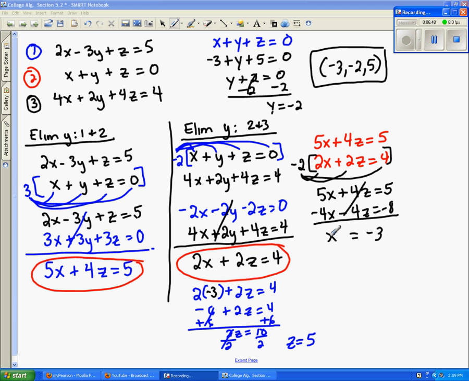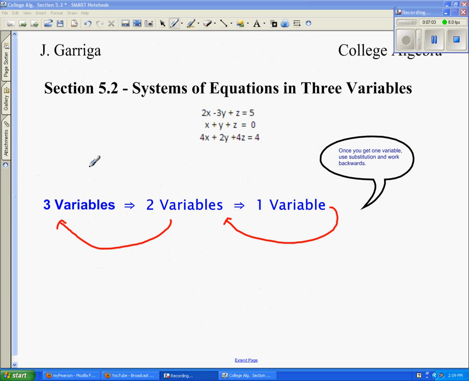Once I got 1 variable, I back substituted, got my other variable, and then once I had these 2 variables, I back substituted into one of the original equations, and I found my third. So that's what I mean by going from 3 variables to 2 variables to 1, back substituting until we get our solution.